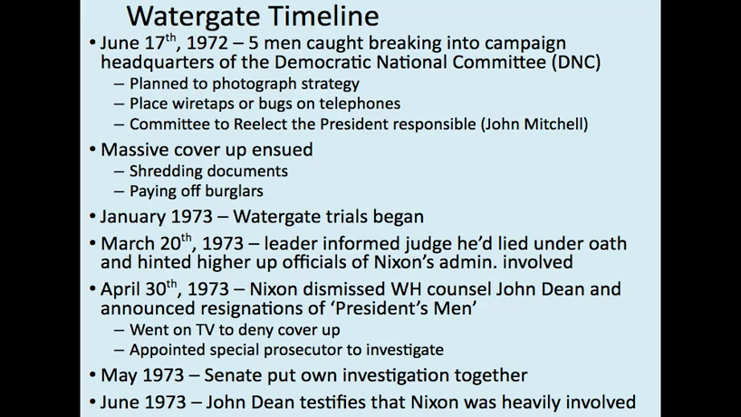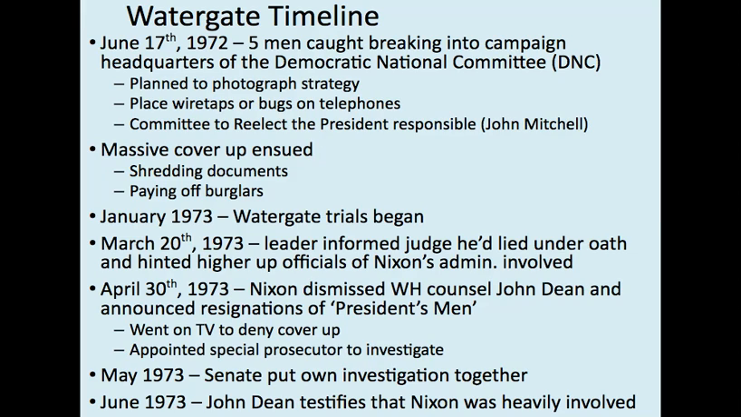And he denies that he had anything to do with this cover up, that he had any knowledge of it, reassuring the American public. He appoints his own special prosecutor to investigate, to figure out what the truth is. The next month, the Senate puts together their own investigation. This investigation, of course, is much more directed to trying to find a connection between Nixon and this cover up. It investigates him specifically.